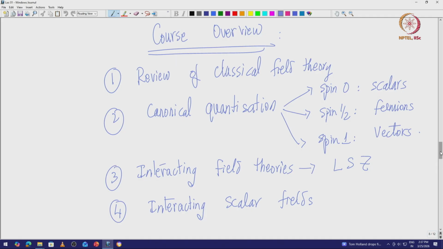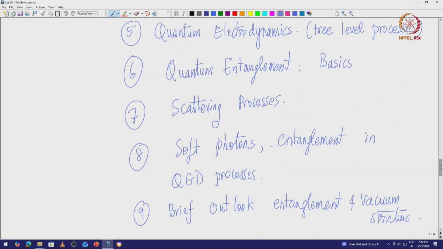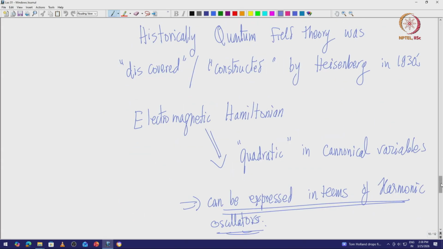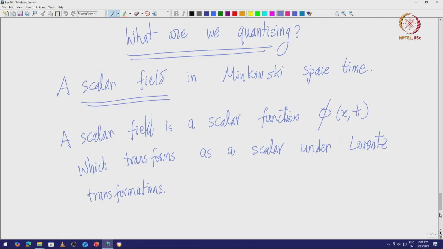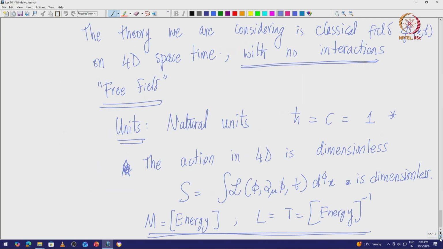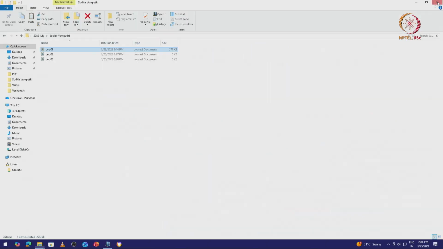The course overview is that we start with a review of classical field theory and then introduce canonical quantization with scalars. This is precisely what we are trying to do in this course. The rest of the topics we will see as they keep coming. We started with the canonical quantization of a scalar field, so today we will continue that in our class. I just introduced you to this Lagrangian, but it does not matter. So, we will start again.